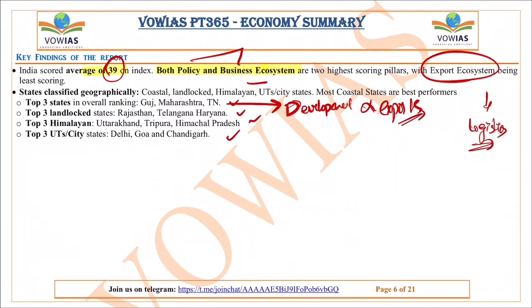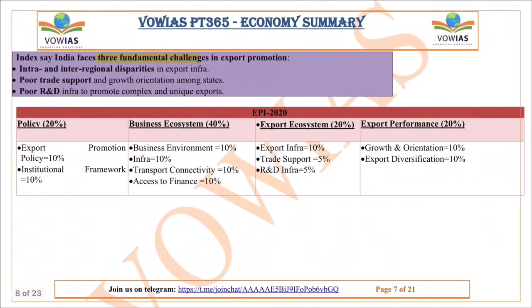The top 3 landlocked states are Rajasthan, Telangana and Haryana. Top 3 Himalayan states: Uttarakhand, Tripura, Himachal Pradesh. Top 3 UTs: Delhi, Goa and Chandigarh. Right? So this is the classification and these are the rankings. Now let's move on to the next topic.